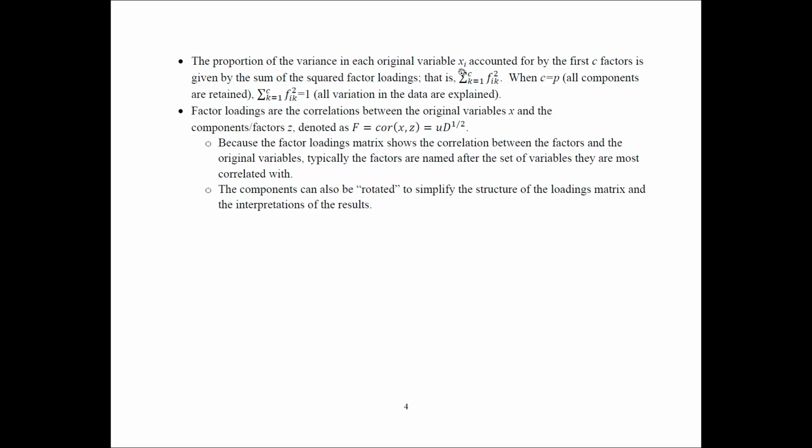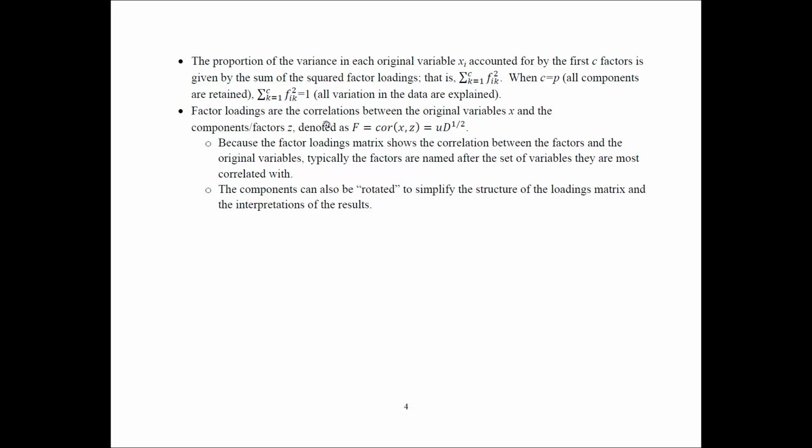The proportion of the variance in each original variable xi that is accounted for by the first c factors would be given by the sum of the squared factor loadings. So the summation from 1 to c, the number of factors, of f squared of ik. And so when all of the components are retained, so c, the number of factors, equals p, the number of original variables, then the summation of the squared factor loadings would be equal to 1, or all the variation in the data is explained. And that intuitively makes sense, because if you have 13 variables, you can summarize absolutely all of the variation in this data with 13 components. So that will always be a true statement here.